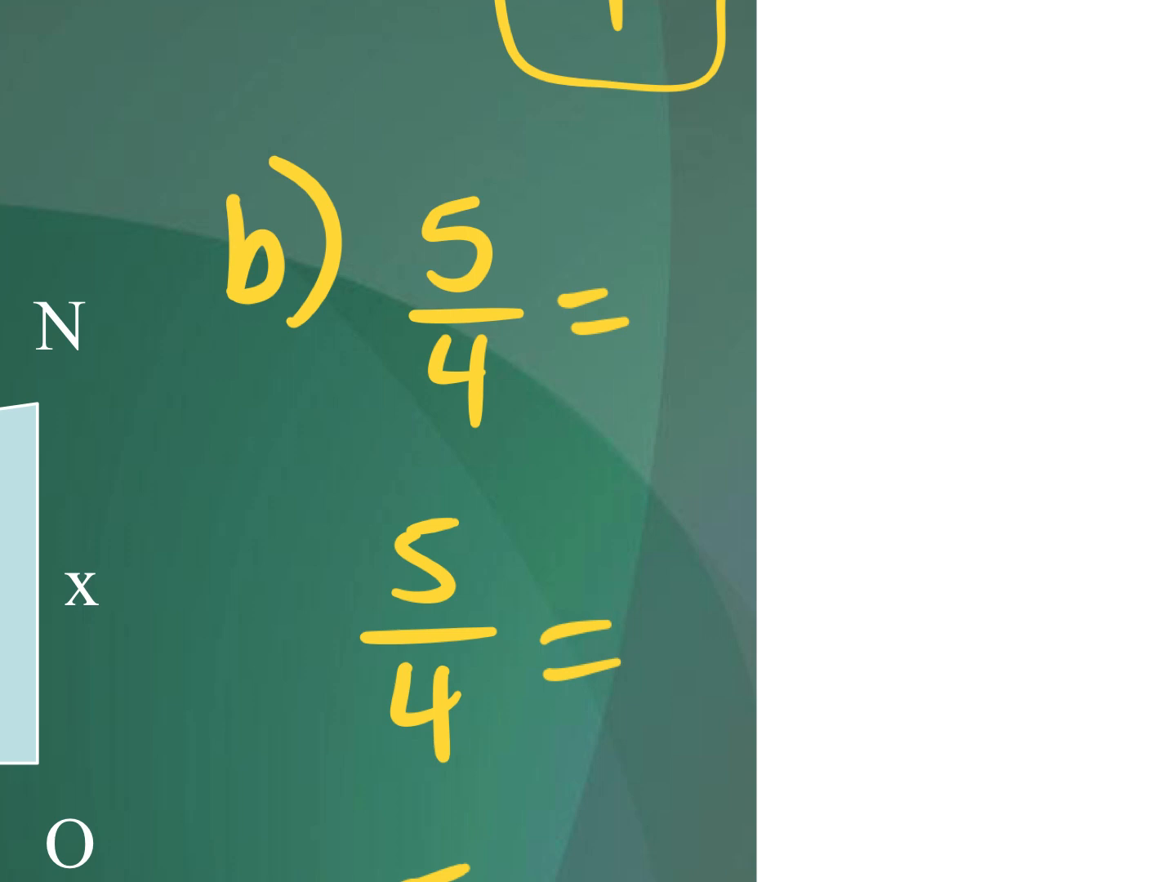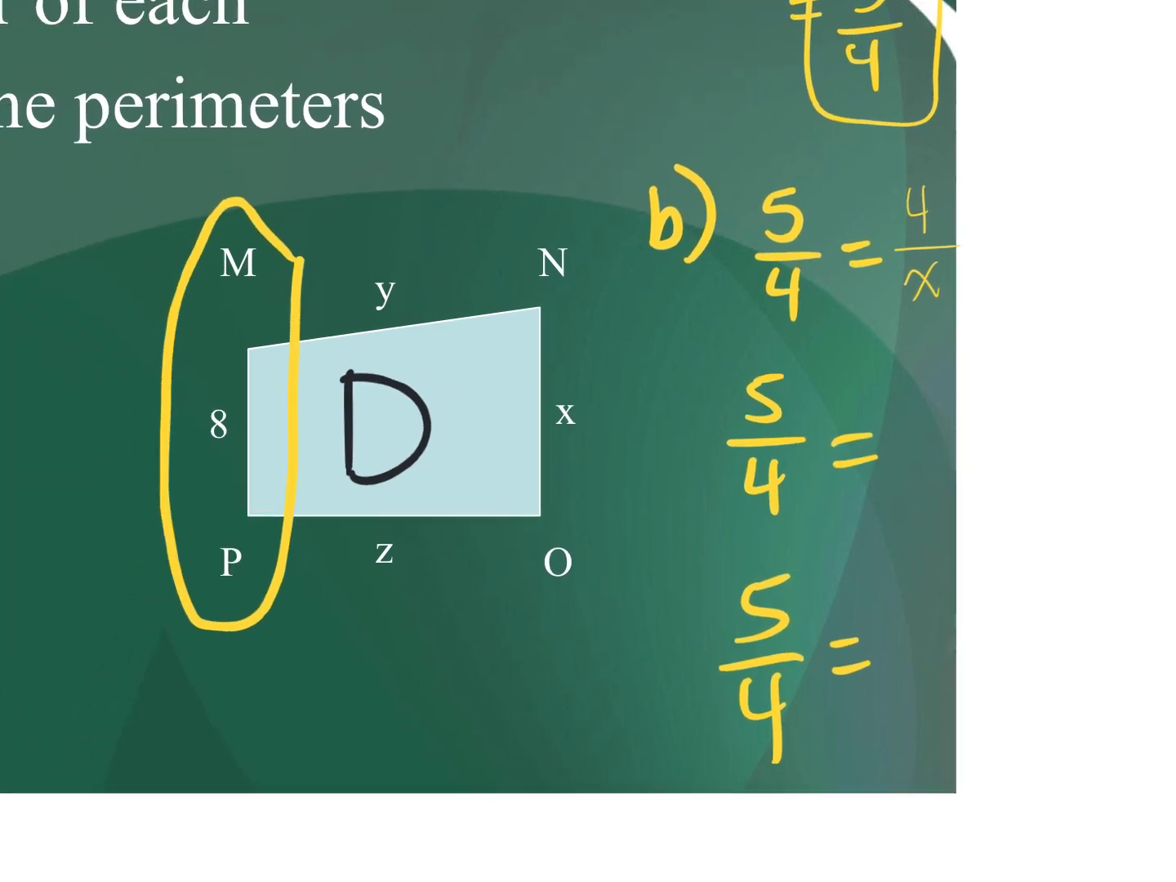Which one goes in the numerator? Which one goes in the denominator? 4 goes in the numerator. And what goes in the denominator? X. Do you see how the consistency matters? Because if you put x over 4, I guarantee you're going to get the wrong answer because you're using the scale factor wrong.